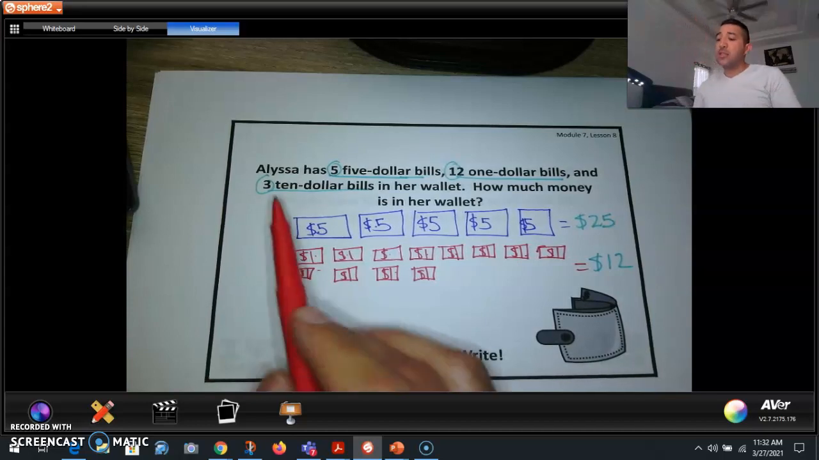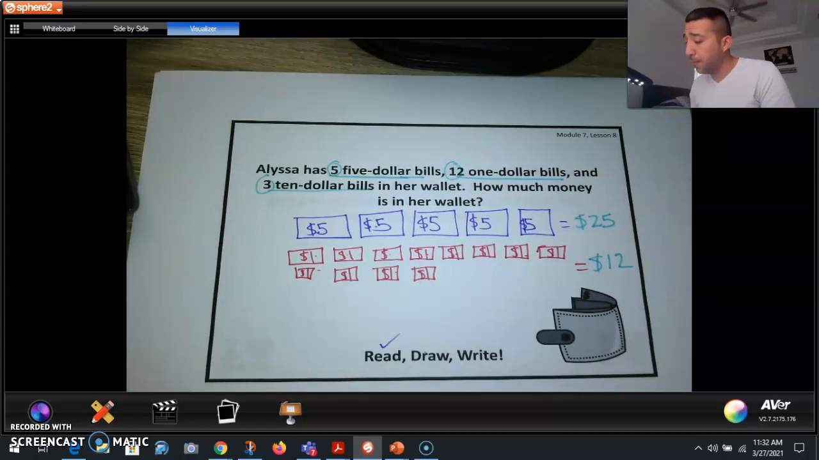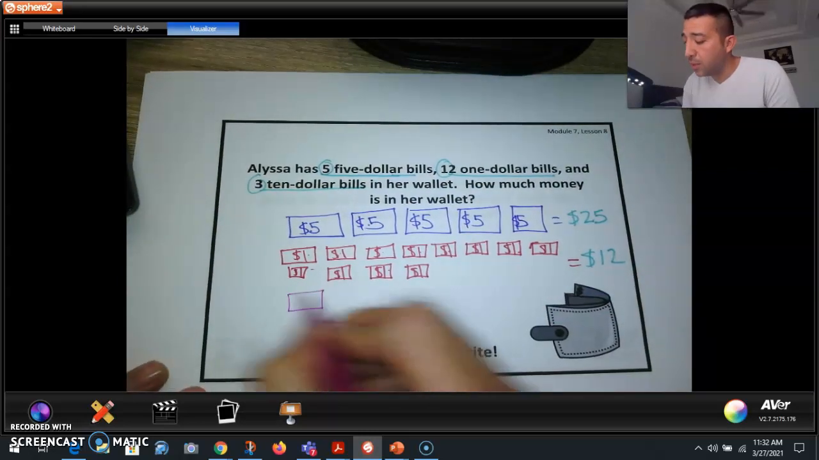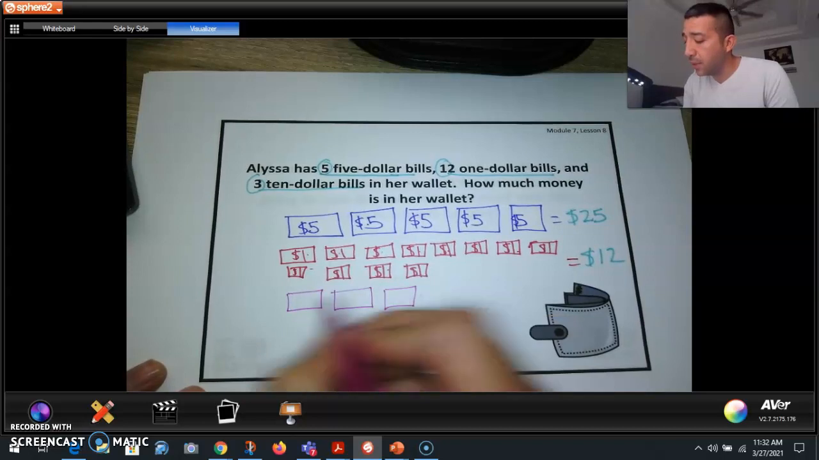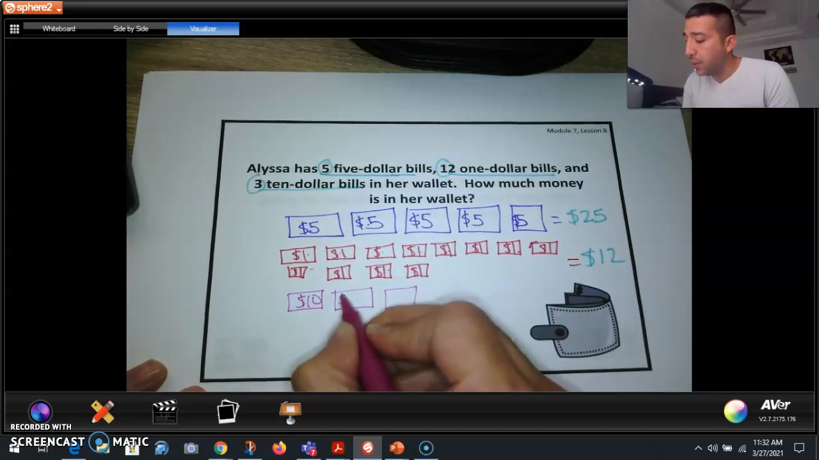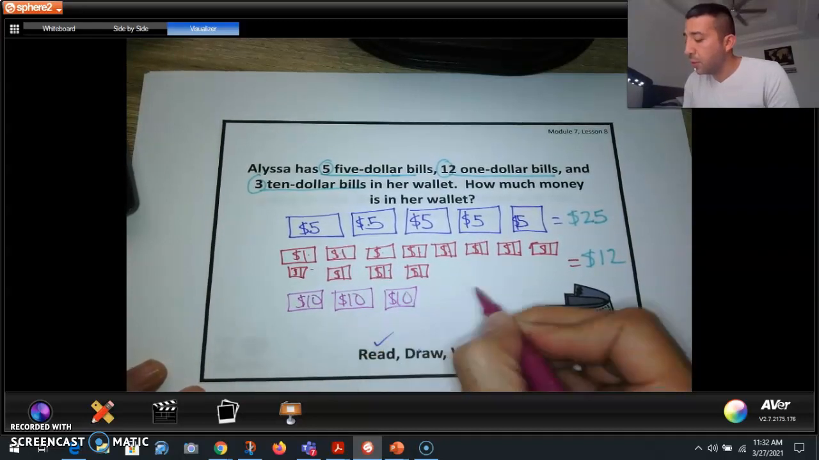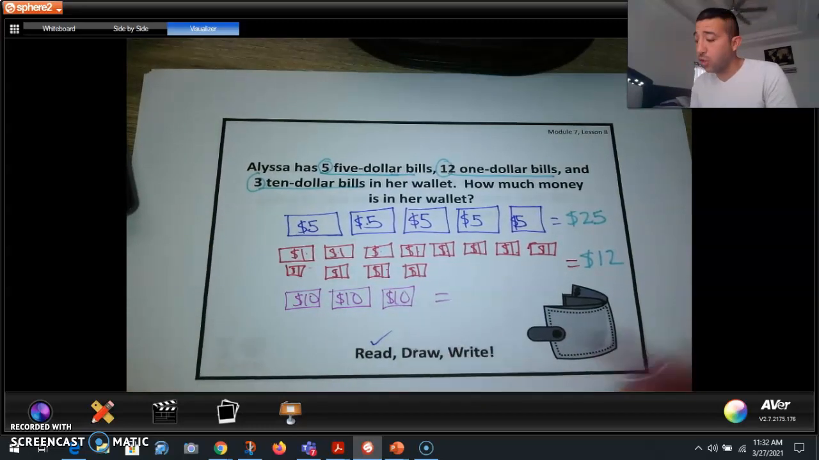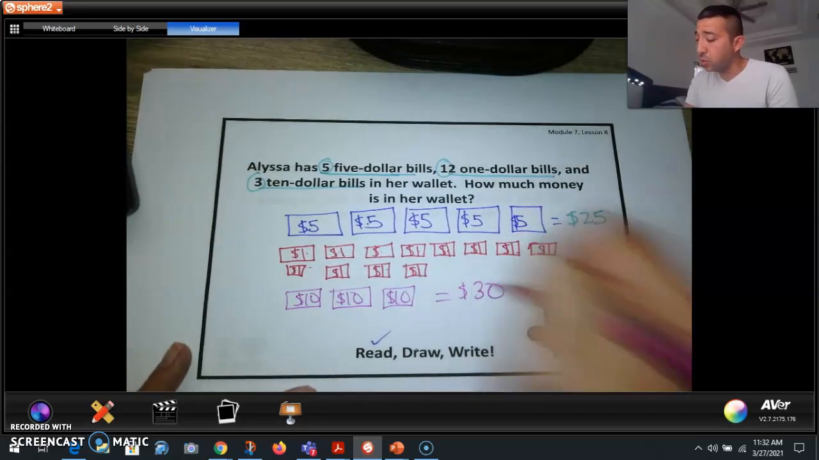Now, she also has three $10 bills in her wallet. Okay, let me get another color because we know that she also has three $10 bills, so 10. So now I'm gonna do boxes and make a 10 inside. So 1, 2, 3. So we know that three $10 bills is $10, $20, $30, boys and girls.